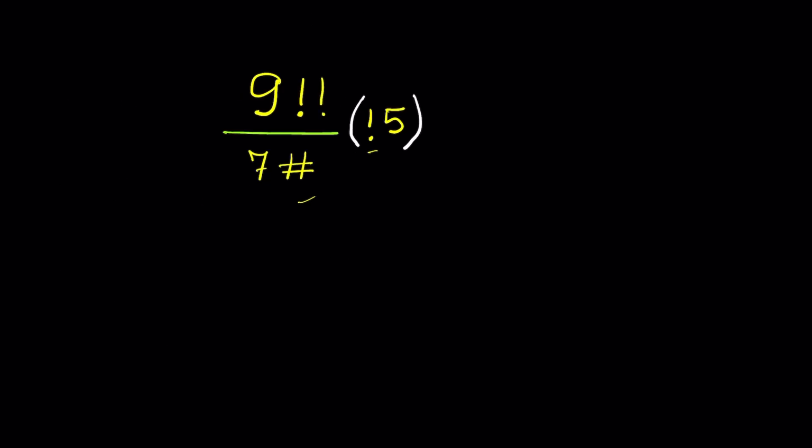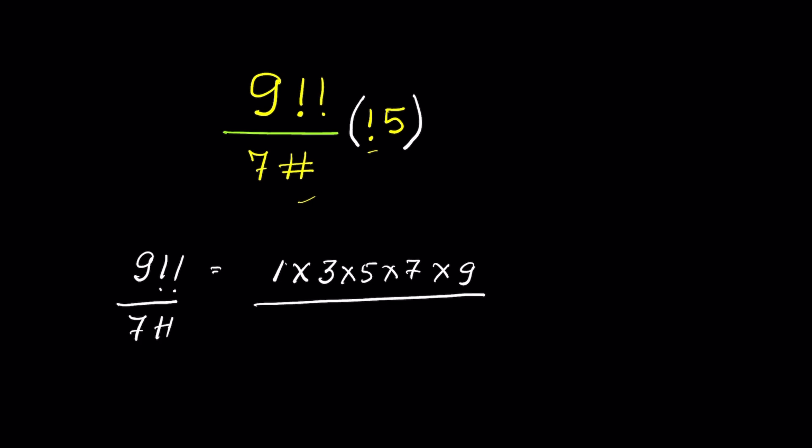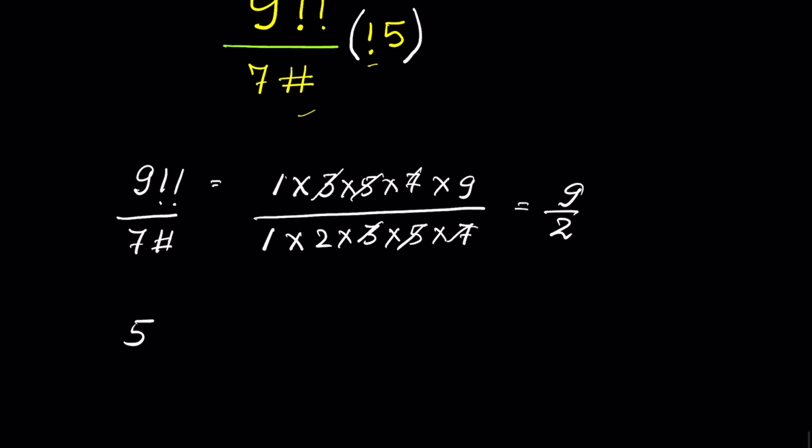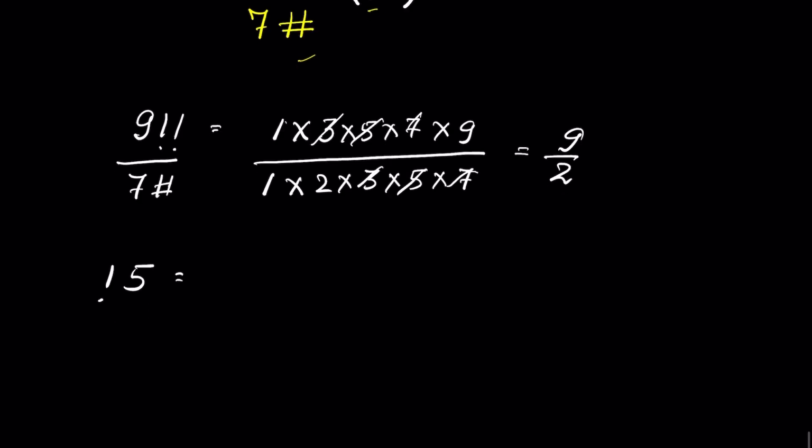Now 9 double factorial equals the product of all the odd numbers. So 1 times 3 times 5 times 7 times 9, upon 7 primorial, which is the product of all the prime numbers. Prime numbers till 7 is 1 times 2 times 3 times 5 times 7. Now we can cancel the like factors here. So this is equal to 9 upon 2. Now 5 subfactorial. Let's calculate using the formula.